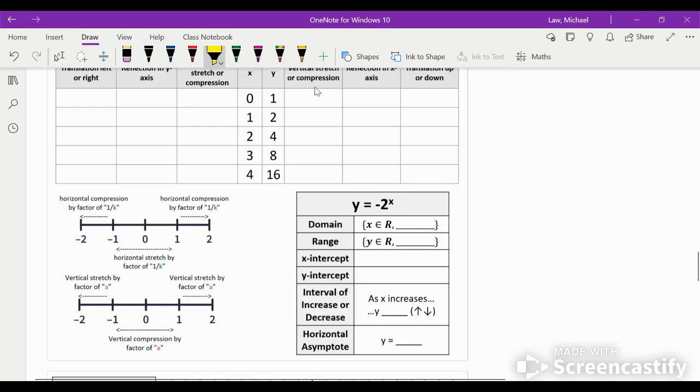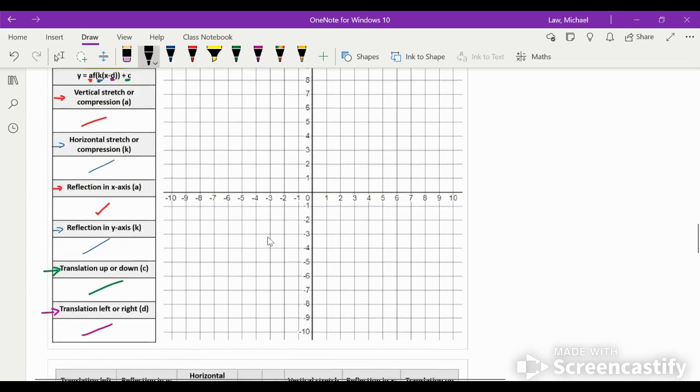In this example, we're going to be graphing a transformed exponential function. But before we do that, let's take a look at the original function. So the original function was y equals 2 to the power of x. I've already gone and created a table of values for that original function, so let's graph that up here.